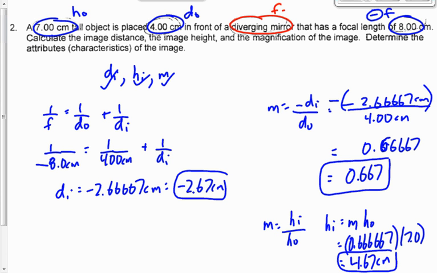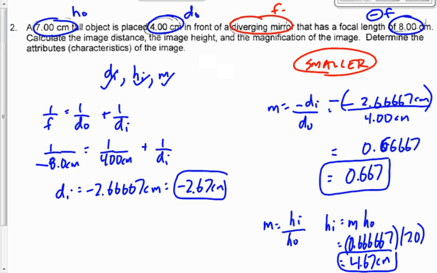Now we just need the attributes or the characteristics of this: larger, smaller, same size, right side up, upside down, real or virtual. Give me one of them. If you can find one, give me one of them. Yep. How do you know it's smaller? Good. If the magnification is between 0 and 1, it's a smaller image. Okay, there's the first characteristic. Good. Give me another one.